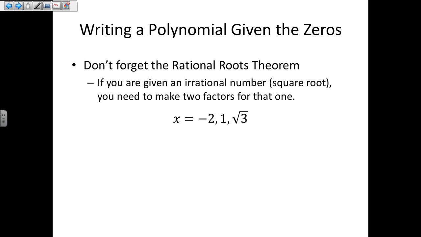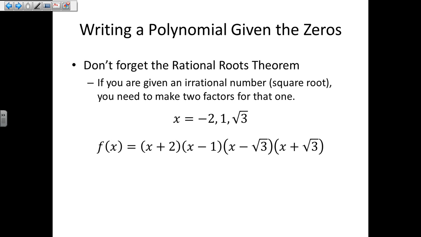So if they tell us that x equals -2, 1, and the square root of 3 are all roots of the polynomial, we need to know that we're actually going to make two factors using that square root of 3. One for the positive square root of 3 that they give us, and one for the negative square root of 3 that we're supposed to know about. So our four factors are x plus 2, x minus 1, x minus the square root of 3, and x plus the square root of 3.